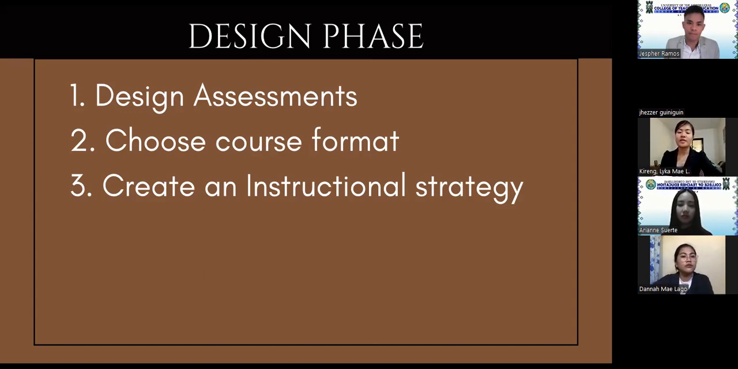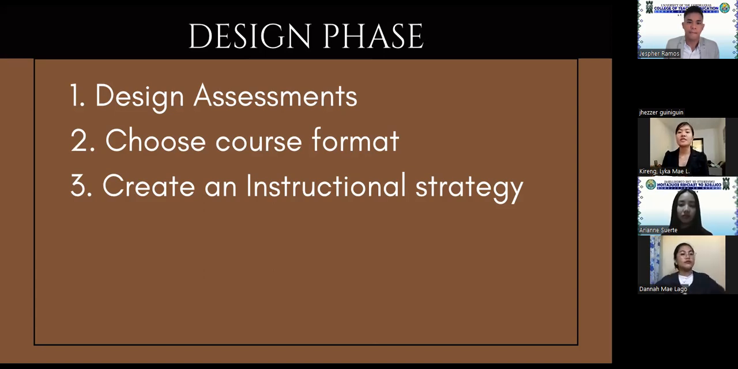And the second one is to choose course format. In choosing course format, it is simply the delivery system, or what are you going to use? A medium by which you are going to deliver the course. For example, is it face-to-face, modular, or blended course?